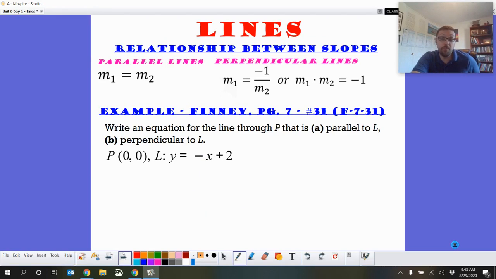Next, parallel and perpendicular. Parallel lines have the same slope. Perpendicular lines have opposite reciprocal slopes, was the fancy word that we used for it. Really, you just flip it upside down and change the sign.